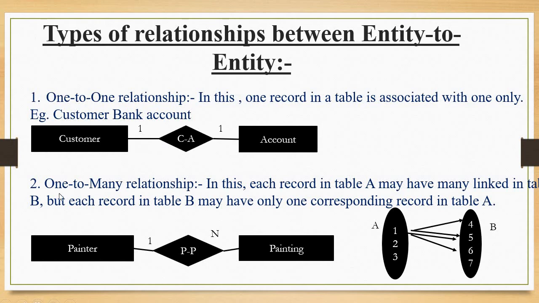Now the second is the one-to-many relationship. Here, each record in table A may have many linked records in table B, but each record in table B may have only one corresponding record in table A. If I take an example, painter to painting. A painter can draw many paintings, but a painting may be drawn by only one painter. This is the best example to understand which type of relationship it is. In this, we study the one-to-many relationship.